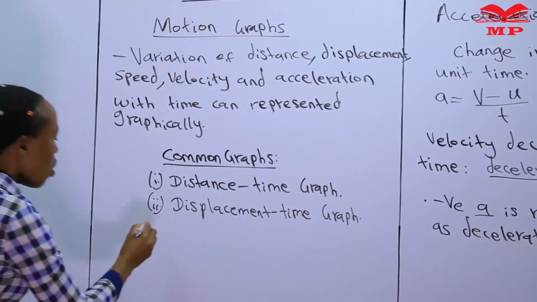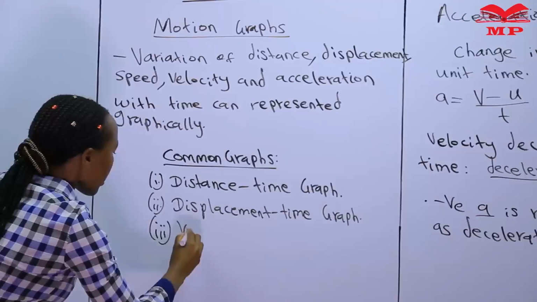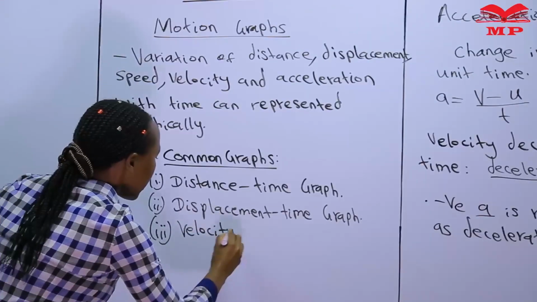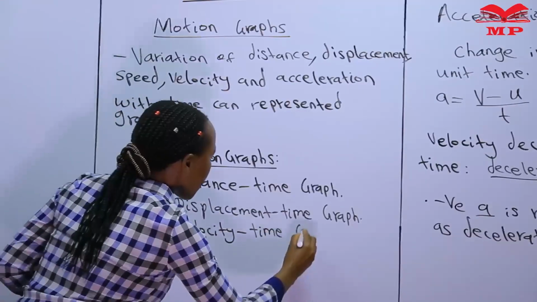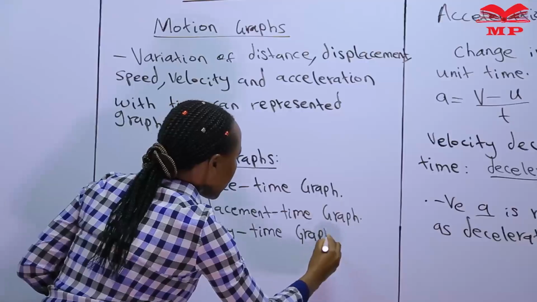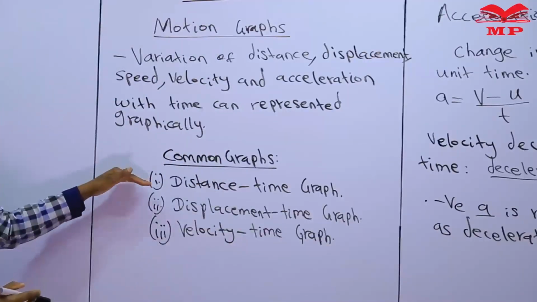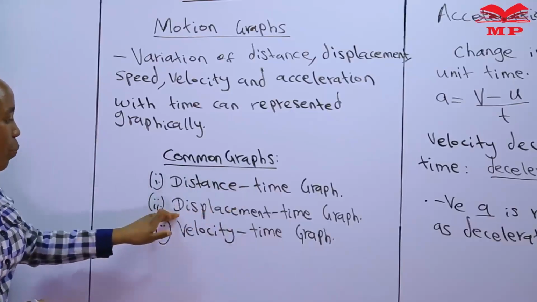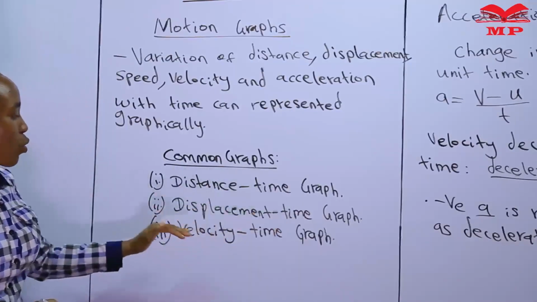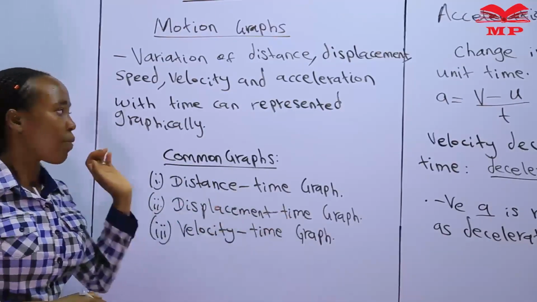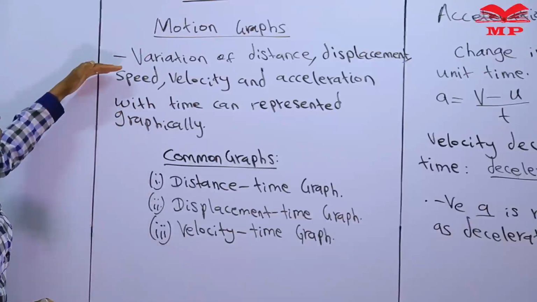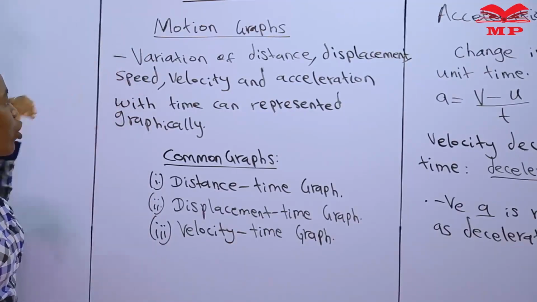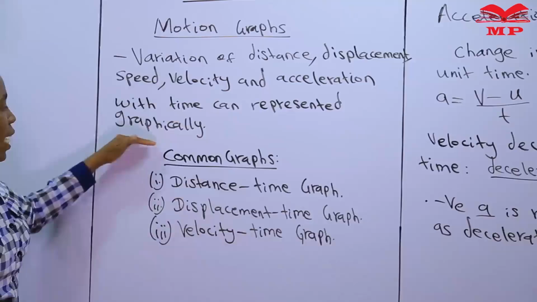And also we have the velocity time graph. So these are the graphs that we are going to look at: the distance time graph, the displacement time graph, and also the velocity time graph. Because we have seen that we can represent the variation with time graphically.